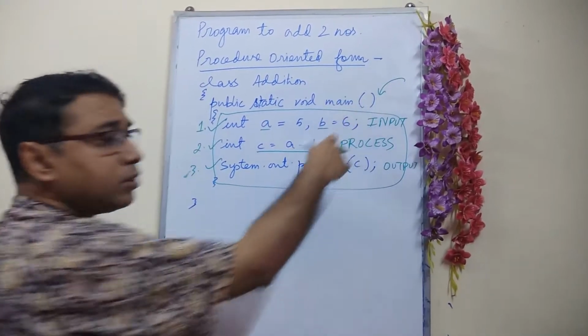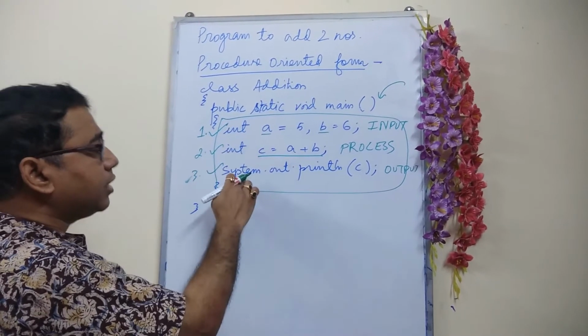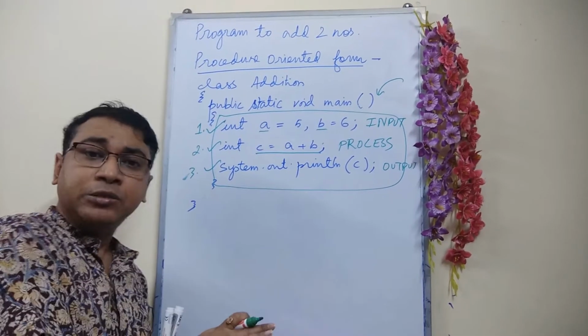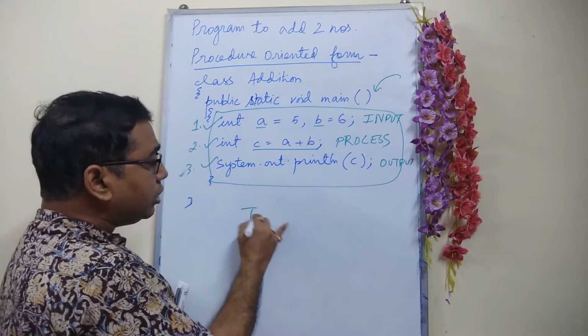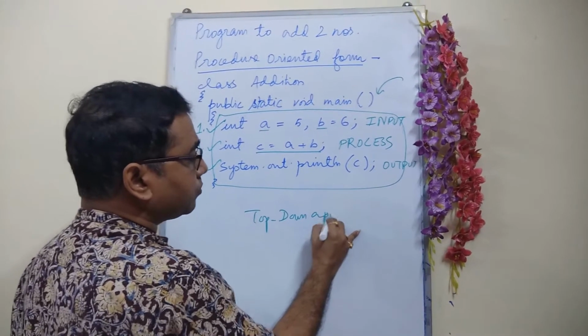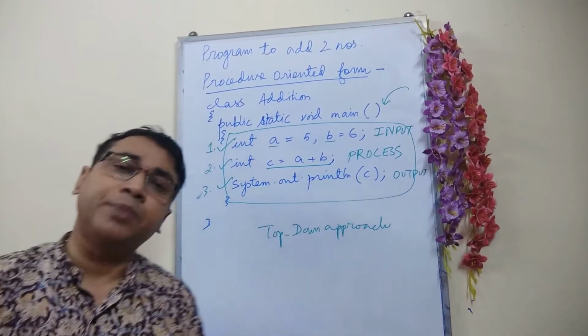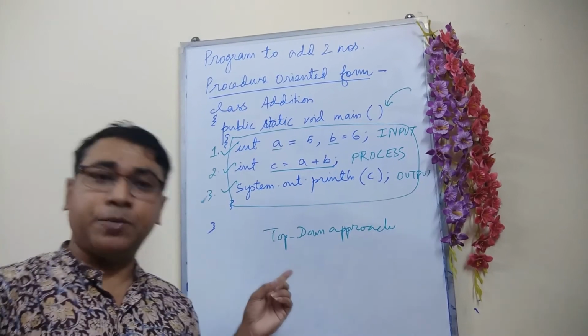So the program starts from the front. It executes the first line, second line, third line, and then the program ends. So this is your top-down approach. When I am using a top-down approach in programming, it is procedure-oriented programming.